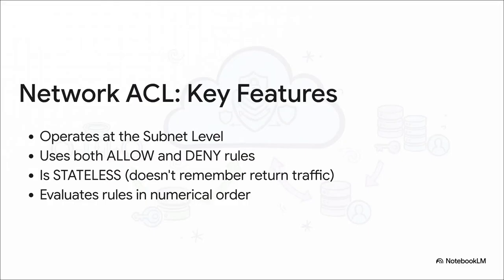A Network ACL is your broad, blunt instrument. It can explicitly allow traffic in, but just as importantly, it can explicitly deny it, like putting a known troublemaker on a Do Not Enter list. Now, the most critical feature to get your head around is that it's stateless. This means it has zero memory. If you write a rule to let a delivery truck in, the gate doesn't remember that truck. You have to write a completely separate rule to allow that same truck to leave again.